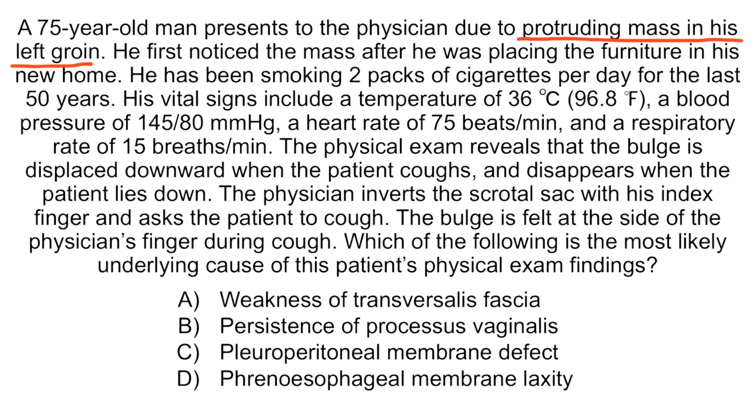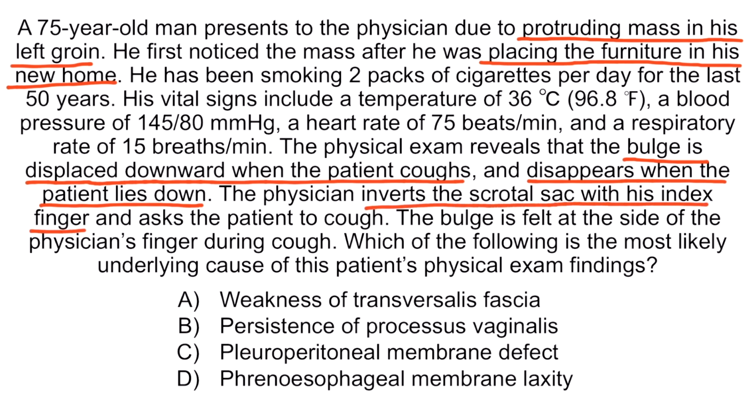This patient presents with a protruding mass in his left groin. He first noticed the mass after he was placing the furniture in his new home. The physical exam reveals the bulge that is displaced downward when the patient coughs and disappears when the patient lies down. All these findings suggest the diagnosis of an inguinal hernia. The physician inverts the scrotal sac with his left index finger and asks the patient to cough. The bulge is felt at the side of the physician's finger during cough.